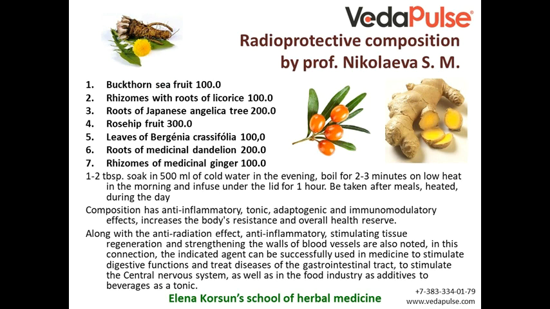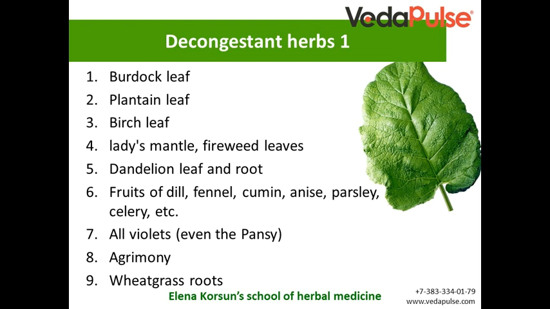pharmacological research centers under the supervision of the Academy of Sciences. He worked out this radioprotective composition containing buckthorn, seafood, rhizomes and roots of licorice, Japanese angelica, rosehip fruit, and so on. So it is important to support the kidneys, because both chemo and radiotherapy cause damage to the kidneys, as they cause the peroxidation of lipids in the kidneys.